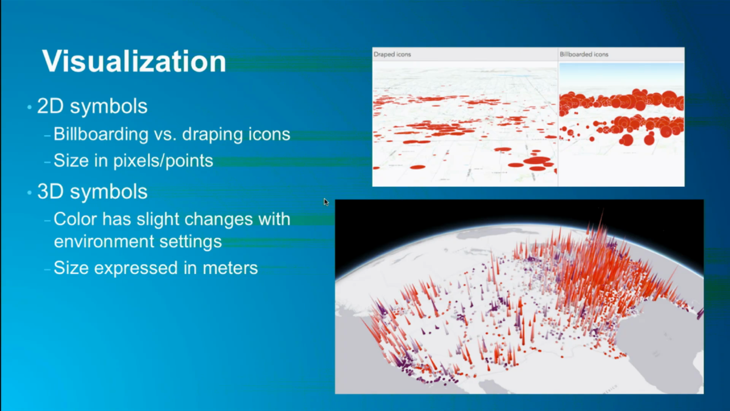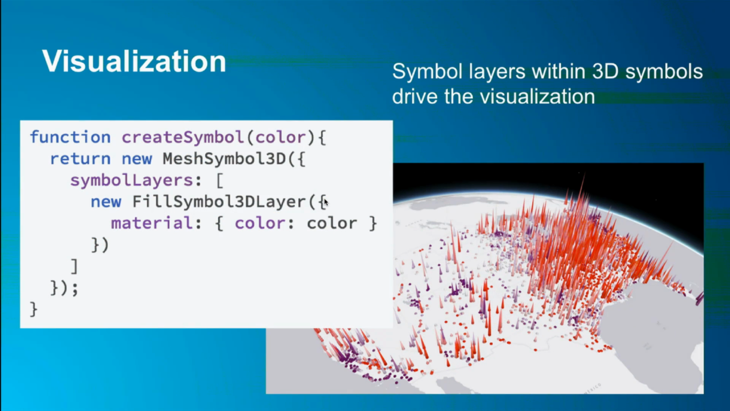Also note that we have environment settings on the view that you can set to set the lighting, and those impact things such as color. So if you're doing thematic visualizations such as those in these images, just keep some of those things in mind because it might mess with traditional cartography that your users might be used to. This is just a quick code snippet showing how you can create a symbol with the API.